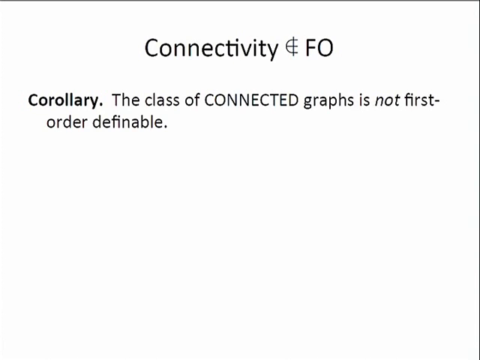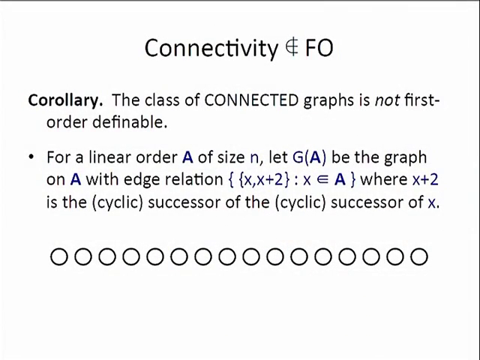Now I want to use our result about even linear orders to show that the class of connected graphs is not first-order definable. This will illustrate another technique in model theory known as a first-order interpretation. The observation is, for a linear order A of size n, I'm going to define a graph G of A, which will be a graph with the same vertex set as A, where the edge relation is that we put an edge between every two elements of distance 2 cyclically.